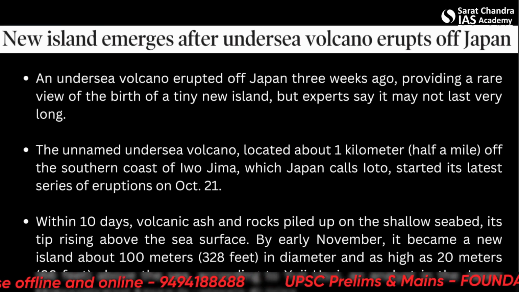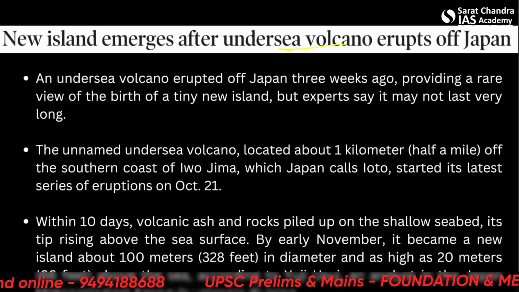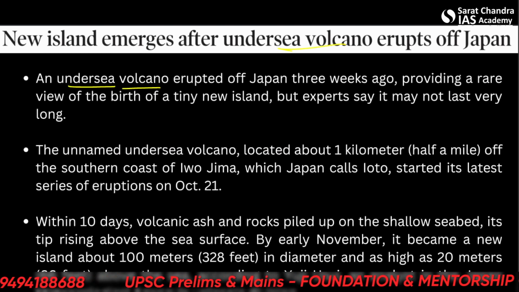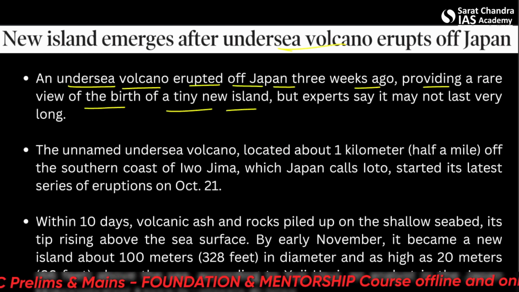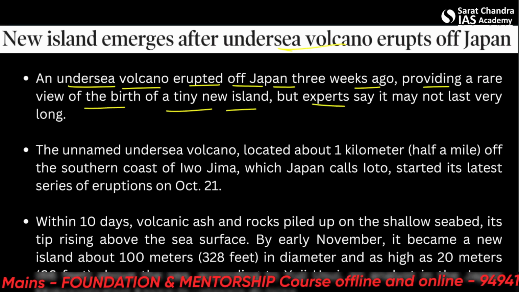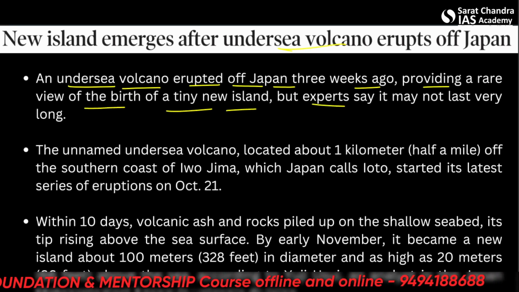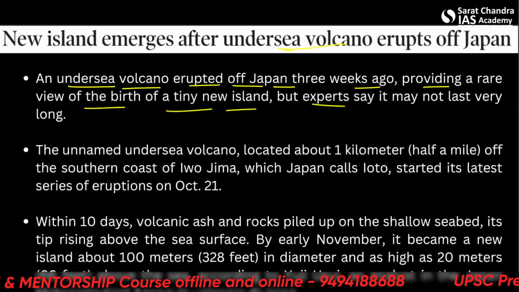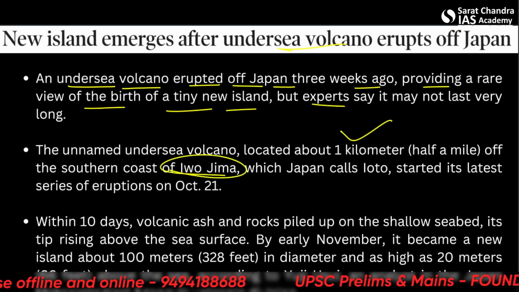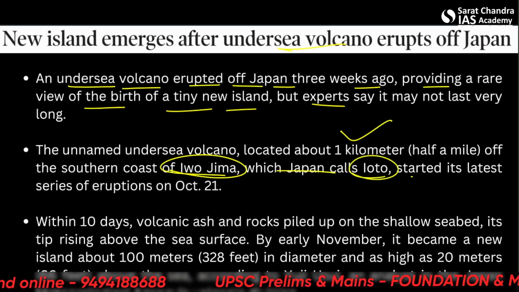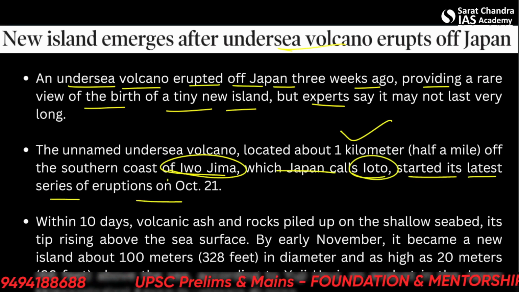New island emerges after undersea volcano erupts off Japan. An undersea volcano erupted off Japan 3 weeks ago, providing a rare view of the birth of a tiny new island. But experts say it may not last very long. So let's see what this is. The unnamed undersea volcano, located about 1 kilometer off the southern coast of Iwo Jima, which Japan calls Ioto, started its latest series of eruptions on October 21.